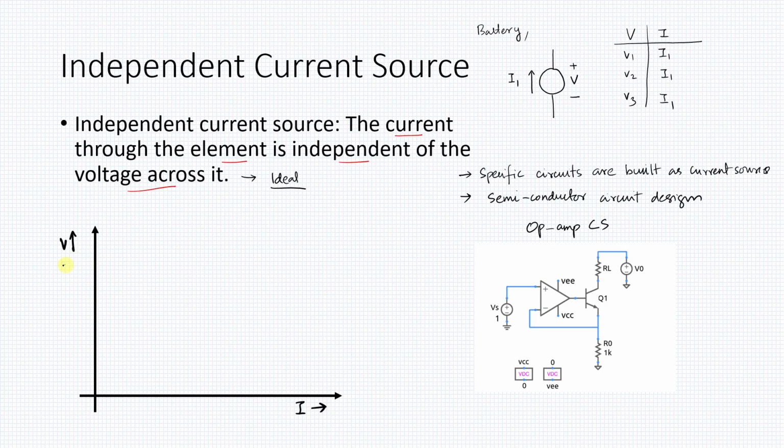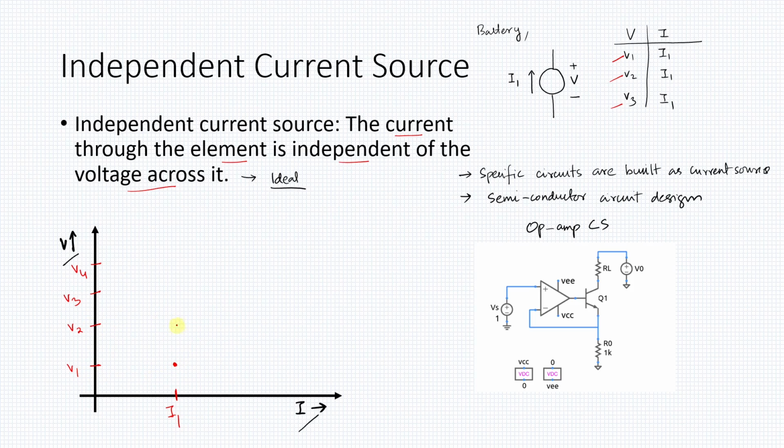Here you have the voltage axis and here you have the current axis. What will be the shape of the graph? It will be very simple. Whatever the voltage, V1, V2 or V3, the current is always going to be the same. I'll mark V1 here, V2 here, V3 here, V4 here. Whatever the voltage value across the element, the current value is always going to be the same. For our element, the current value is I1.